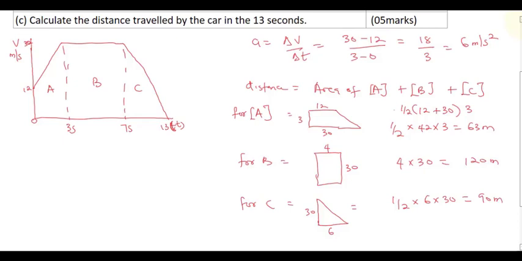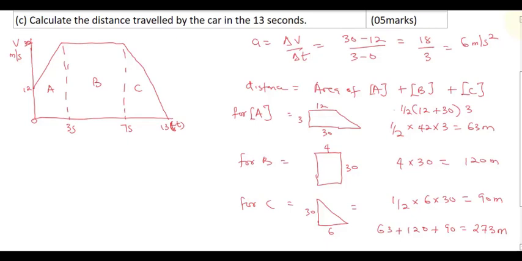Now for you to get the distance traveled in 13 seconds, you're going to sum up the areas, which is going to be 63 plus 120 plus 90. When you sum this up, you're going to get 273 meters. And as easy as that, you can solve this question.